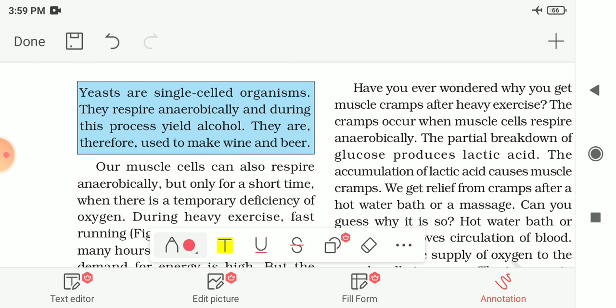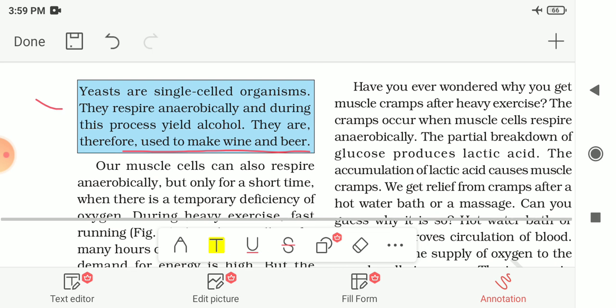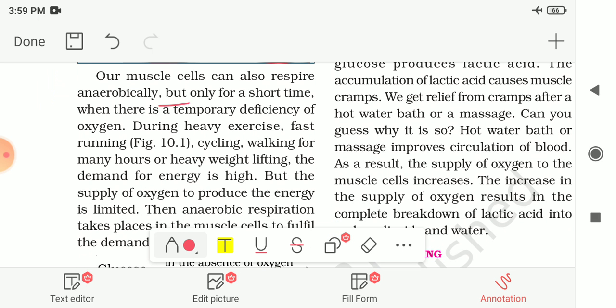Here some facts about yeast are given to you, that yeast are single cell organisms, made up of a single cell. They respire anaerobically and during this process yield alcohol. They are therefore used to make wine and beer, which are kinds of alcohol. So in the respiration process they give alcohol as a result, so they are used to make wine and beer. Our muscle cells can also respire anaerobically.